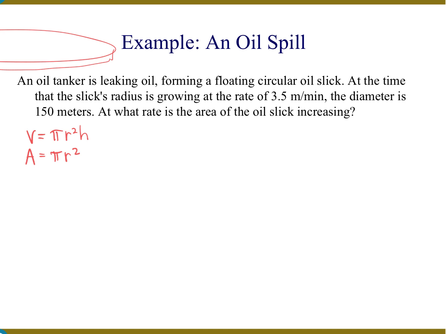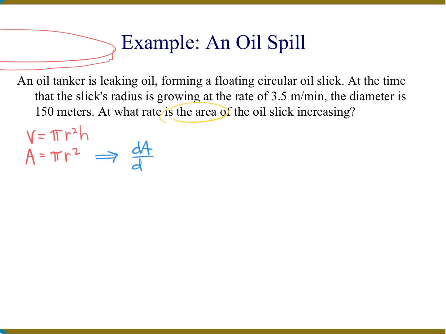So at the time that the slick's radius is growing at 3.5 meters per minute, the diameter is 150 meters. At what rate is the area growing? Okay, so there's our clue. We're looking for the area, so we want to do dA/dt. So we'll take the area equation and we'll find dA/dt from that.